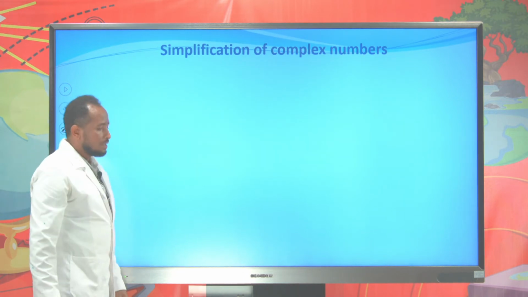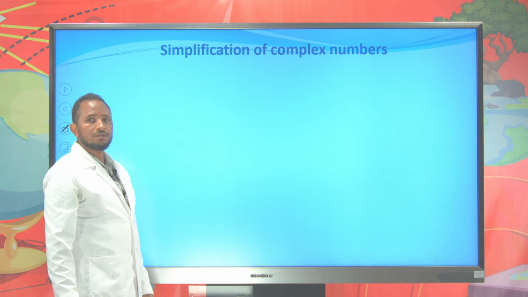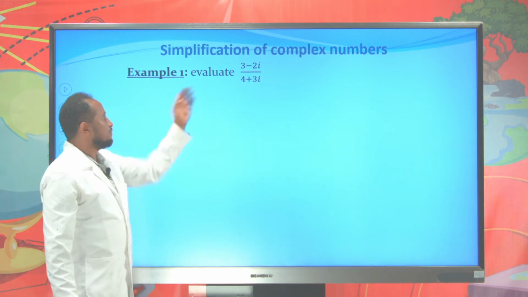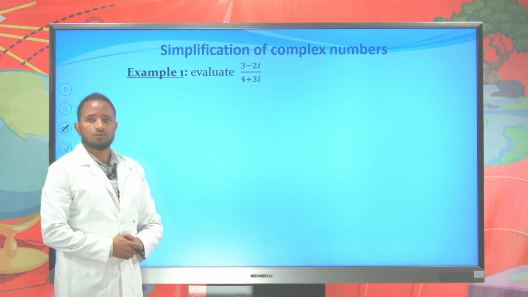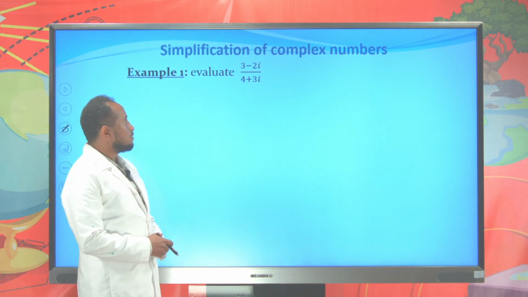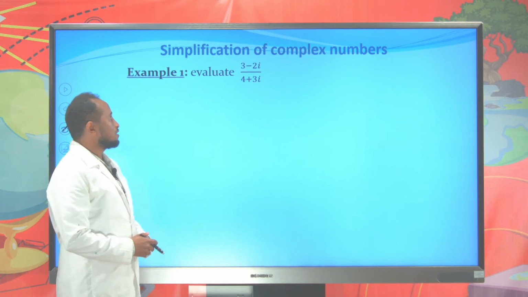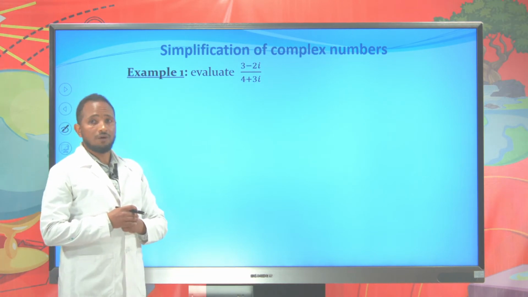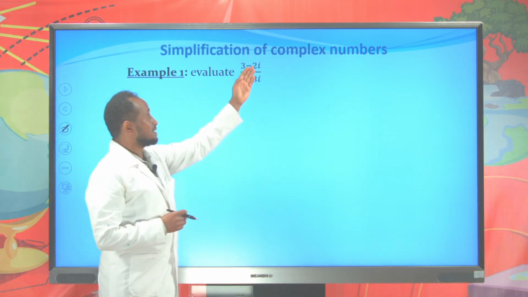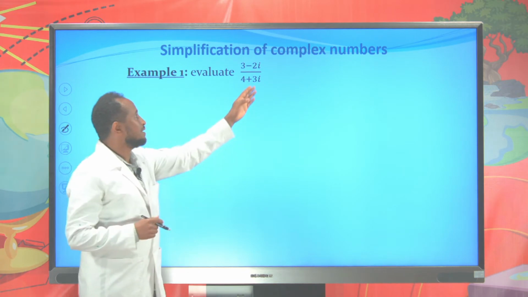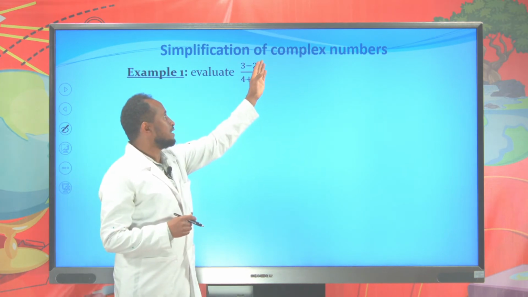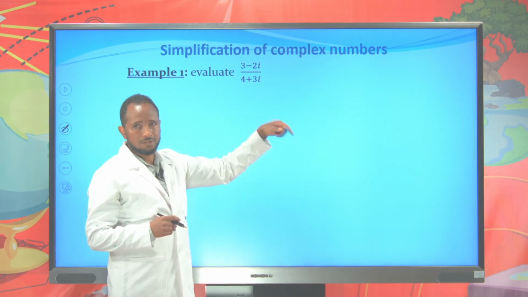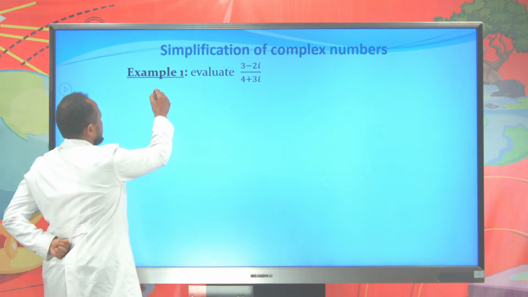Now let's see the simplification of complex numbers. Evaluate 3 minus 2i over 4 plus 3i. You are asked to simplify this expression. To simplify or to divide a complex number, what you do is simply multiply both the numerator and denominator by the complex conjugate of the denominator. So let's see this. Therefore, here is the solution.